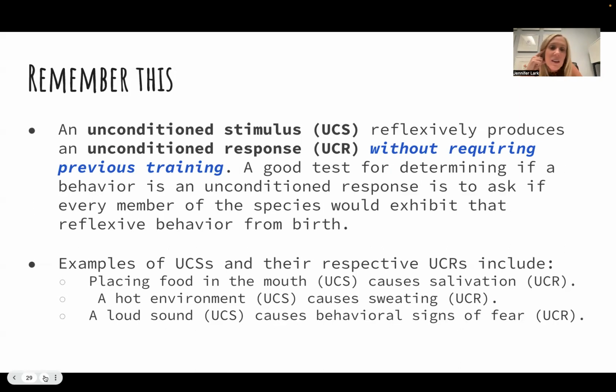Other examples of unconditioned stimuli and responses would be placing food in the mouth always causes salivation. A super hot environment always causes sweating. A really loud sound always causes a behavioral sign of startling or fear, things of that nature.